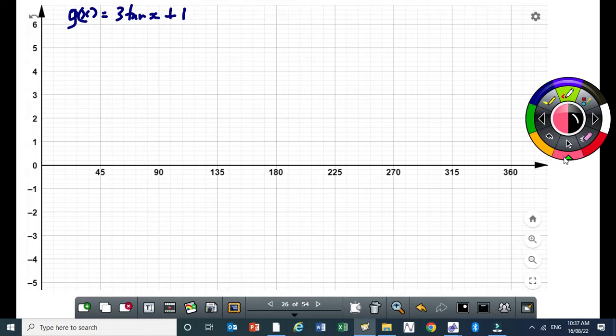When x is 0 here, tan 0 is 0. So y is going to be 1. Then we have got 45 degrees. Tan 45 is 1. So 1 times 3 will give you 3. 3 plus 1 will give you 4.